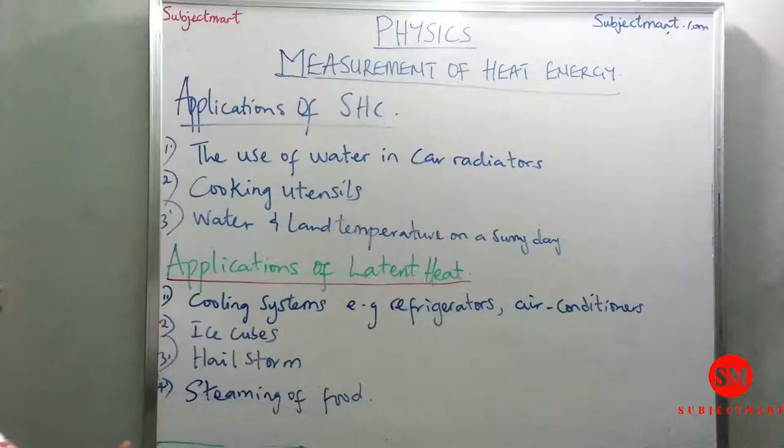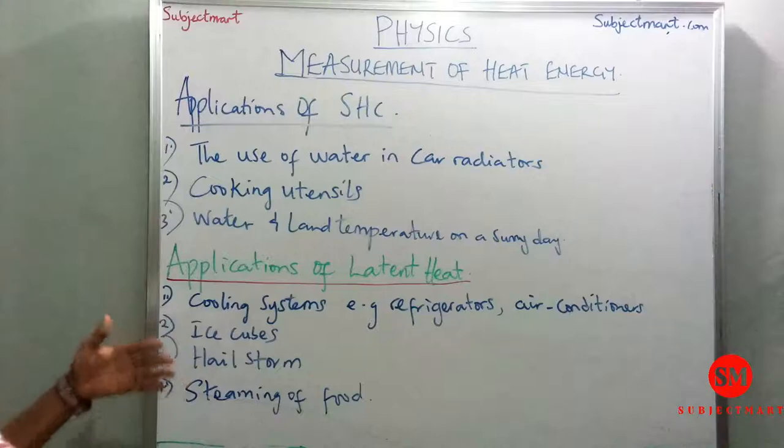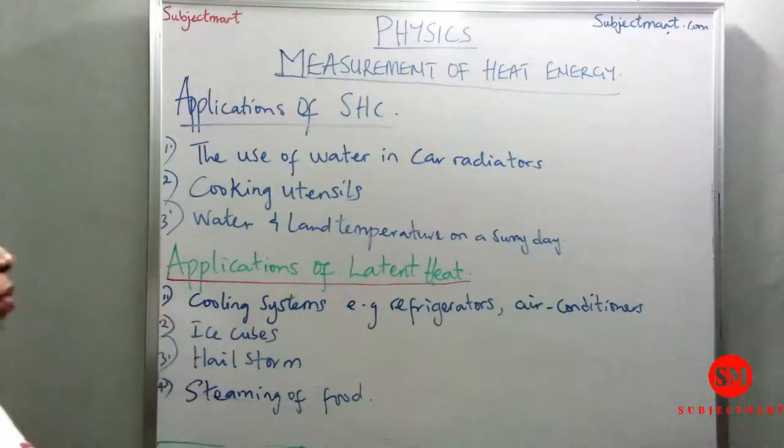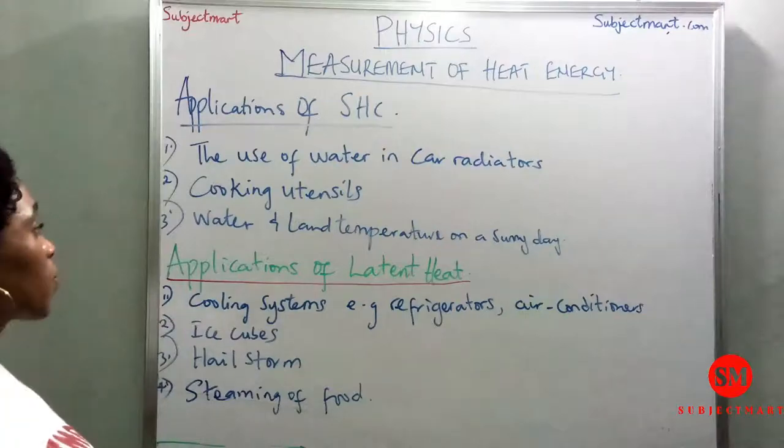It makes it possible for us to cook without the cooking pot being melted because of their high specific heat capacity. The metals are made up of high specific heat capacity.